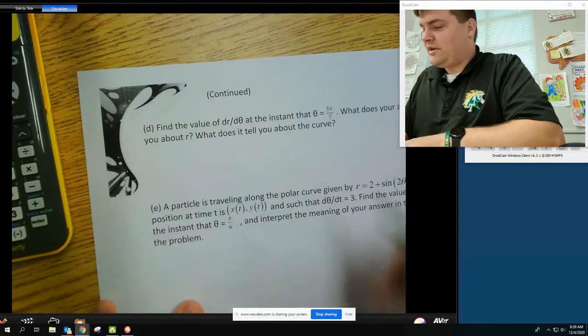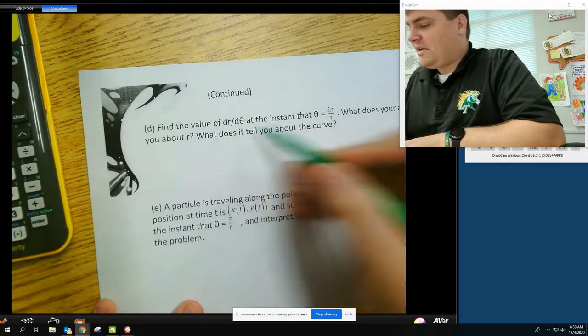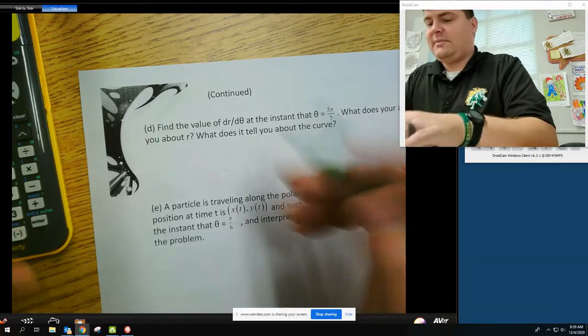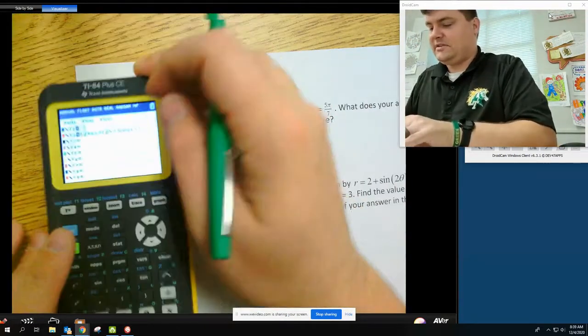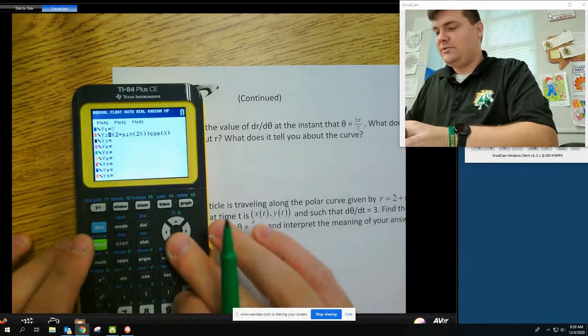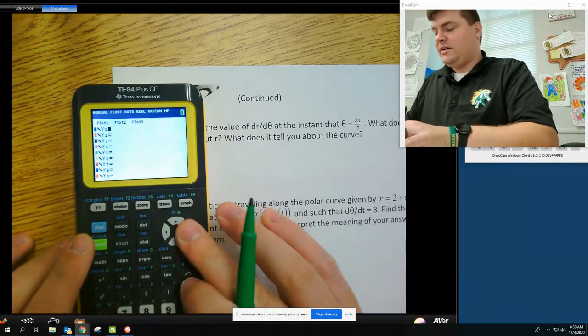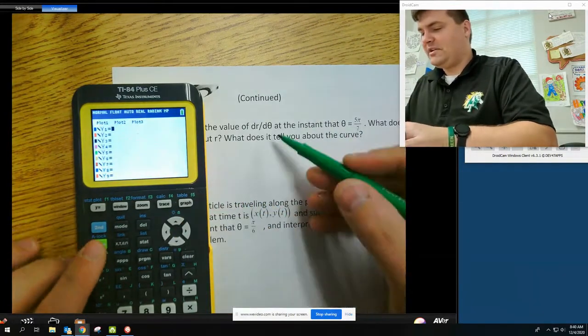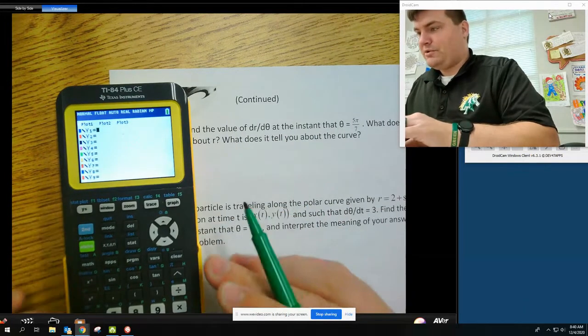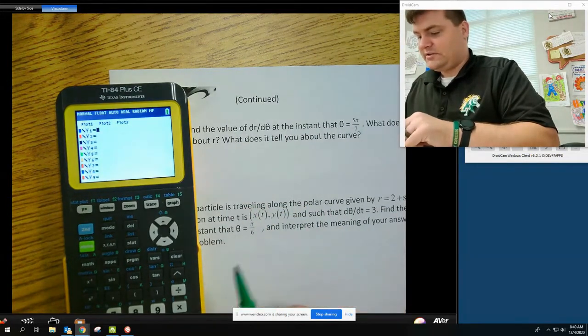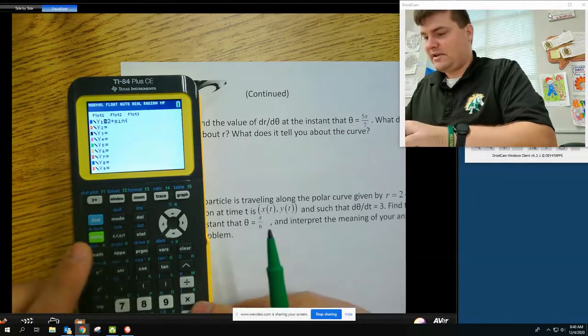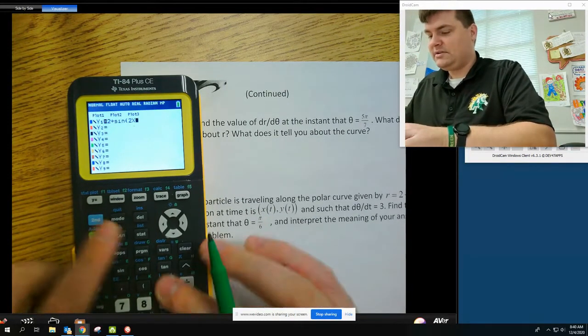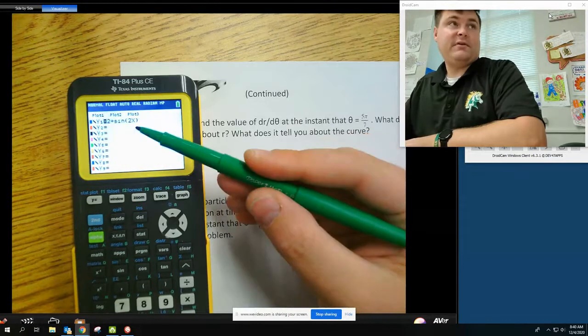So all we're going to do here is just find dr d theta at this value right here. I'm going to try to outsmart the system, go back to my y1, y2, and just type in my r so that I don't have to solve for dr d theta, just in case I made any boo-boos earlier, because it's a free response. So this is 2 plus sine of 2 theta. This is the original prompt. Okay, so that's the original curve.